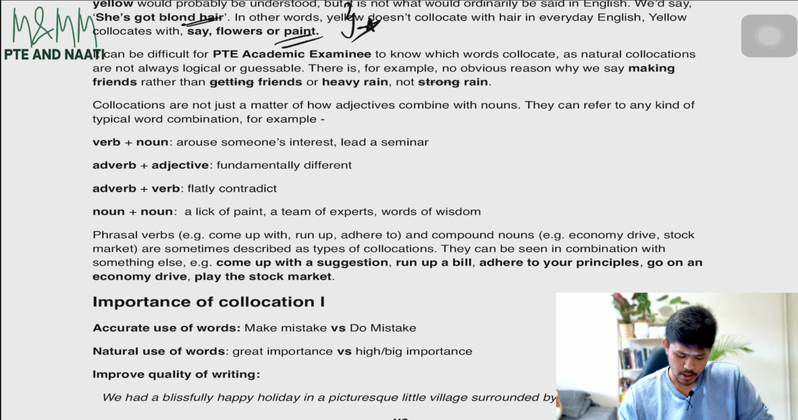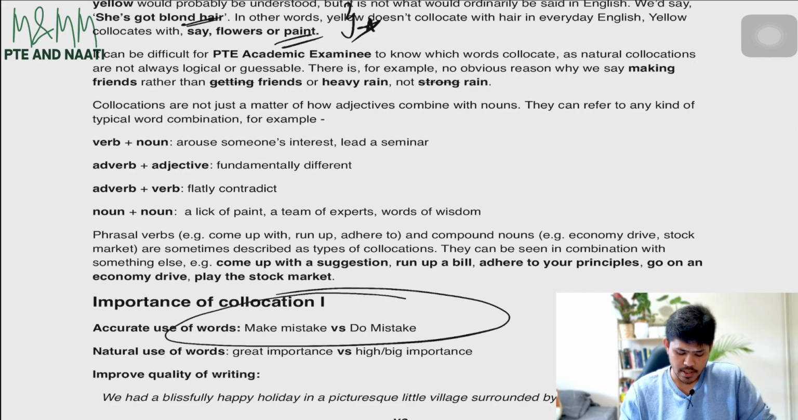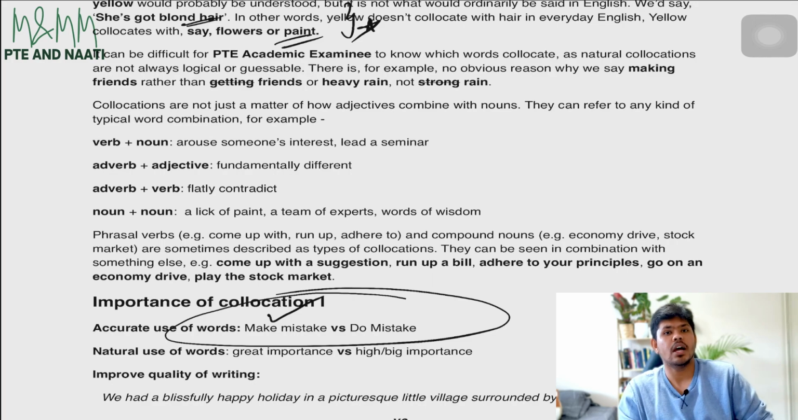Now, make a mistake versus do a mistake. We are doing this one. Which one do you think is the right answer? Make mistake. We never do mistake. A lot of people while speaking or writing say or write, we did this mistake, we did that mistake. That is wrong. We made a mistake, not we did a mistake. These are small little collocations that we use in our everyday life.